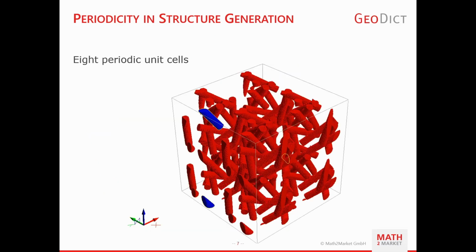And of course also in 3 dimensions. So you see here that's now 8 times the unit cell repeated. And you can see that this blue fiber, which leaves the bounding box at the top, goes in again at the bottom. So now that's a periodic fiber structure.